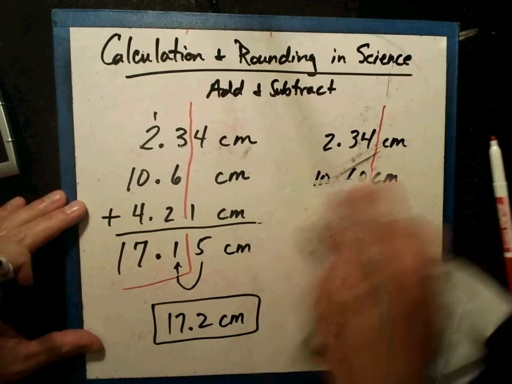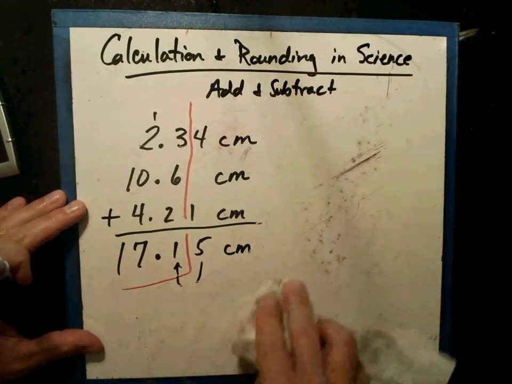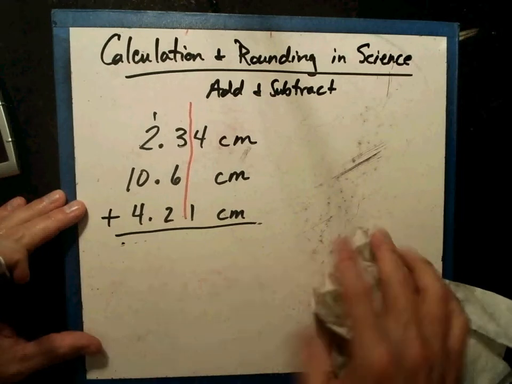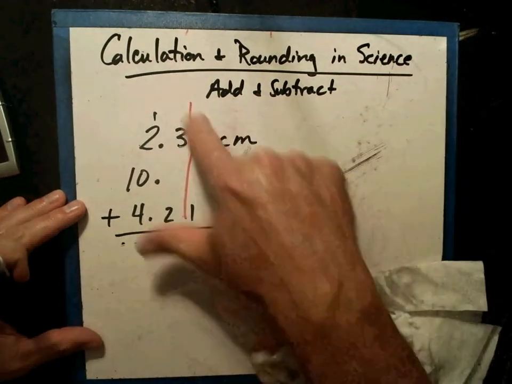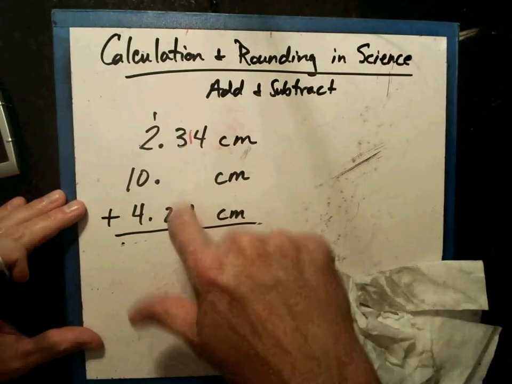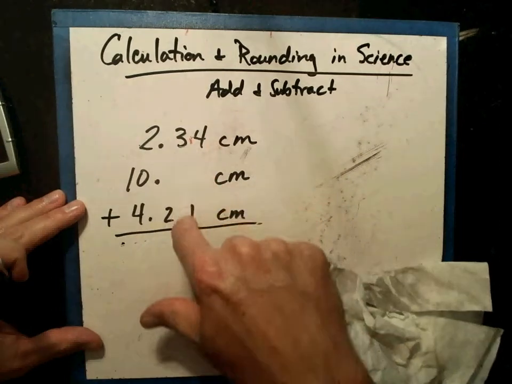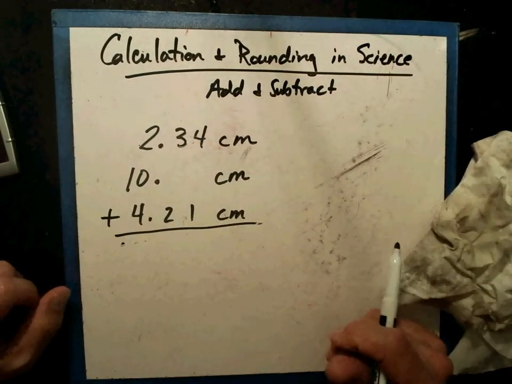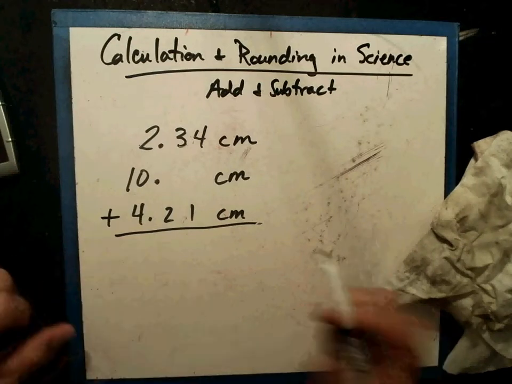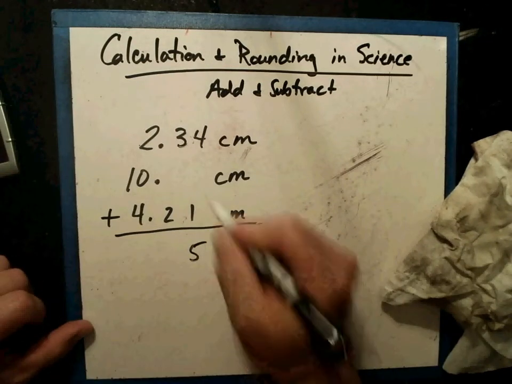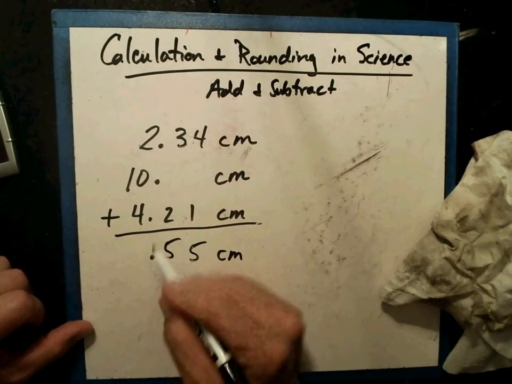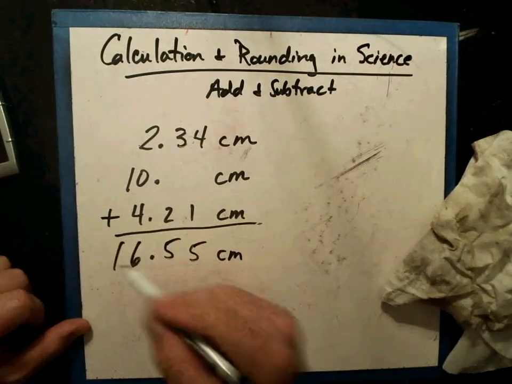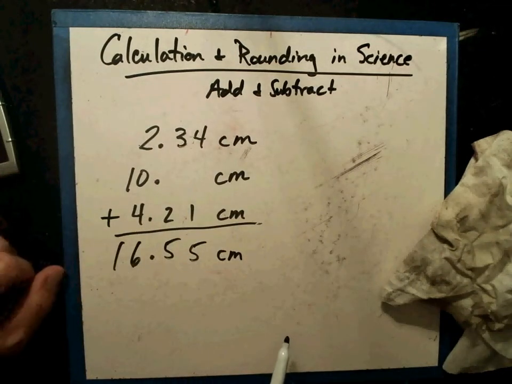So, third example. I want you to write these same 3 numbers down, except I'm going to change the middle one. Okay? Take a second, write these 3 numbers down. 2.34, 10, and 4.21. Okay, when I add them together, it's 5. 3 and 2 is 5. This is 6, so it's 16.55. You can check me on your calculator.